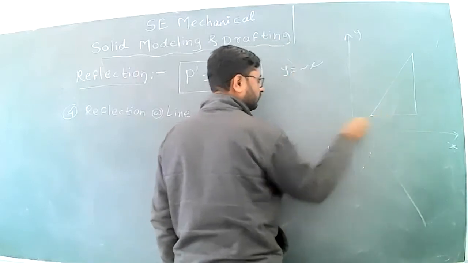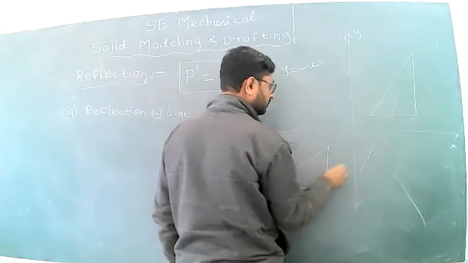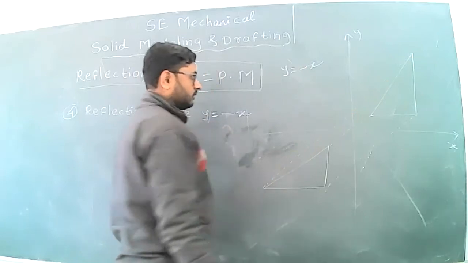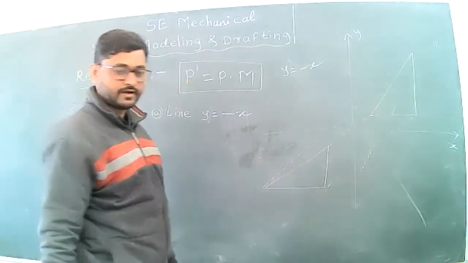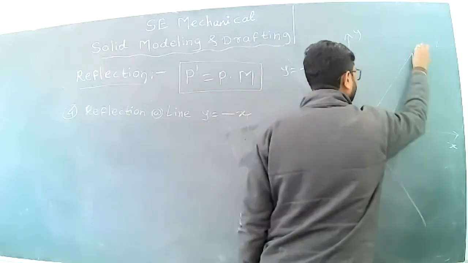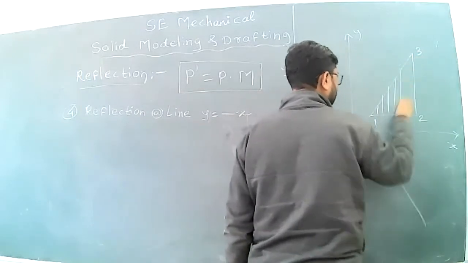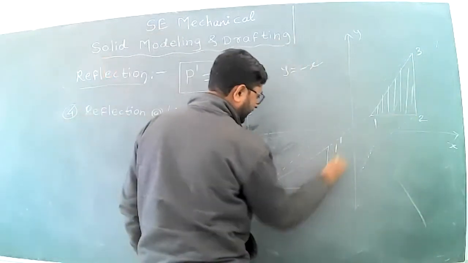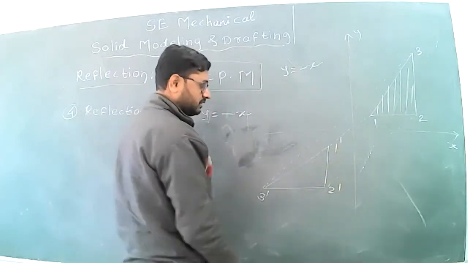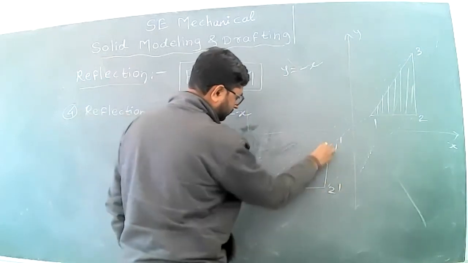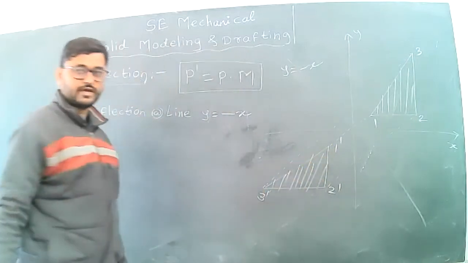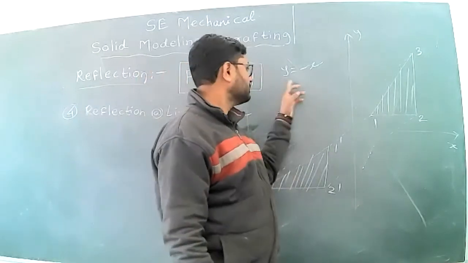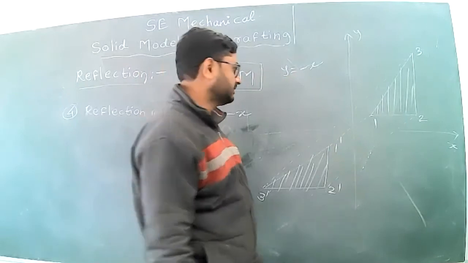We have to reflect the three points of the triangle, that is 1, 2, 3. This one is our original triangle 1, 2, 3, and this 1 dash, 2 dash, and 3 dash is our reflected triangle. 1 dash, 2 dash, and 3 dash is the reflected triangle about line y is equal to minus x.